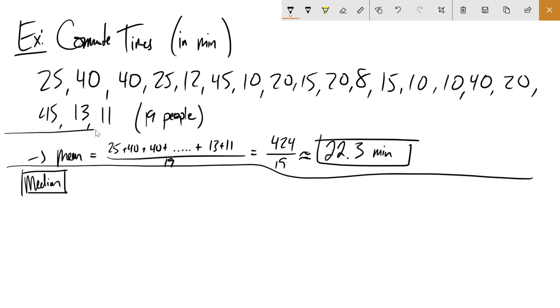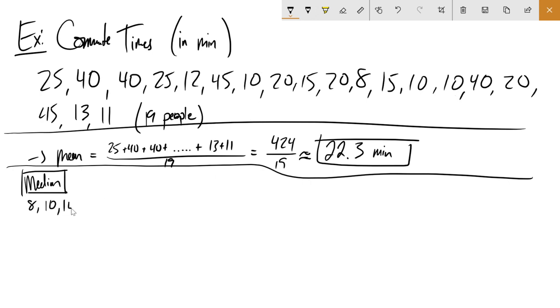Yeah, we need to order all this stuff. Okay, so now we need to go put them in order from, say, least to greatest. So if we go through and start ordering them, where are we at? We got 8. Then what's next? Then we got 10. And 10 pops up how many times? 1, 2, 3 times. So 3 people have a commute time of 10 minutes.